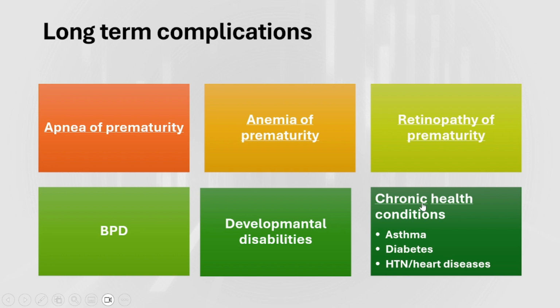Prematurity significantly increases the risk of neurodevelopmental disorders like cerebral palsy, cognitive delays, and autism spectrum disorders later in life. Similarly, incidence of certain chronic health conditions like asthma, diabetes, hypertension, and heart diseases is also found to be higher in preterm babies.